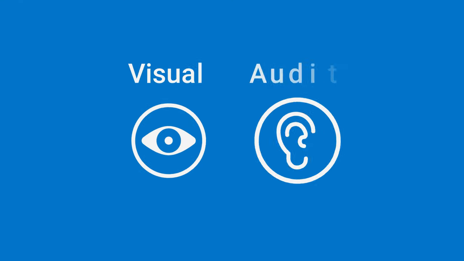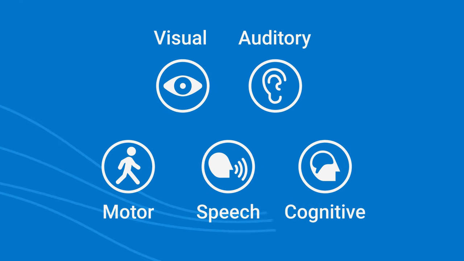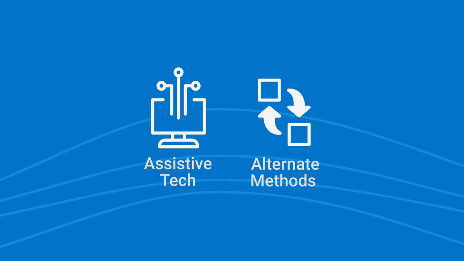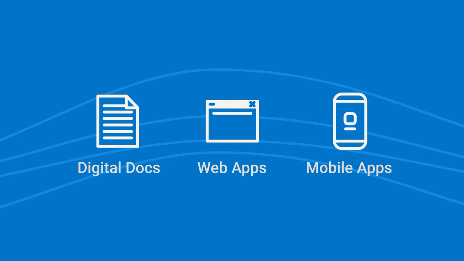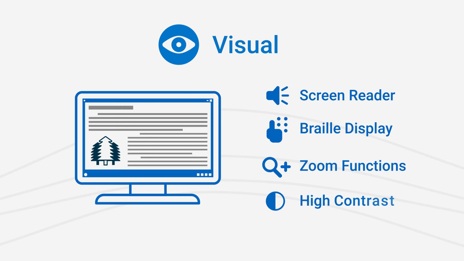People with visual, auditory, motor, speech, and cognitive disabilities rely on various assistive technologies and alternate methods of interaction to use digital documents, web, and mobile apps. People with visual disabilities may rely on screen readers, braille displays, zoom functions, or high contrast colors to get value from what's displayed on screen.